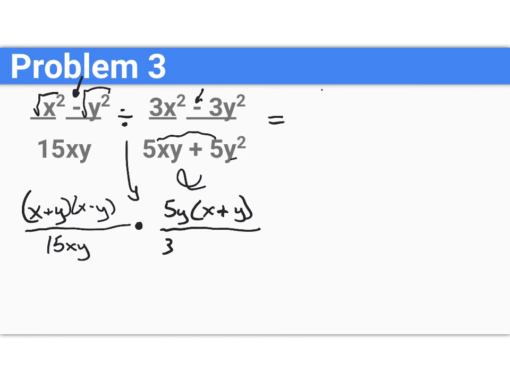So let me do the top right here. 3x squared minus 3y squared. I factor out a 3. I'm left with x squared minus y squared. And you saw I got the same thing in the first one. So that leaves me with x plus y over x minus y.